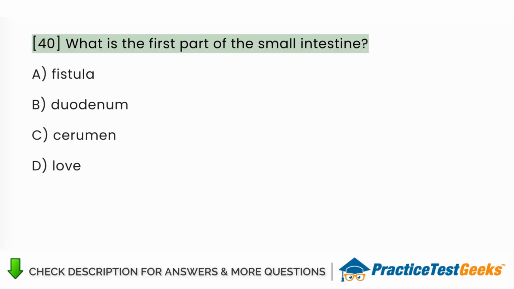What is the first part of the small intestine? A. Fistula. B. Duodenum. C. Cerumen. D. Love.